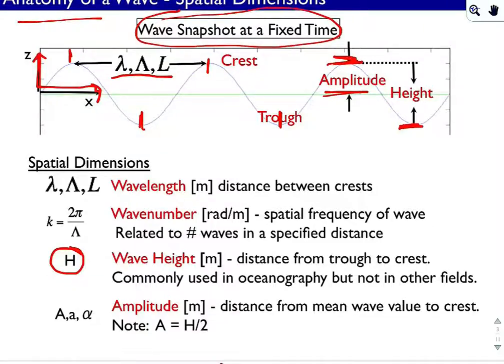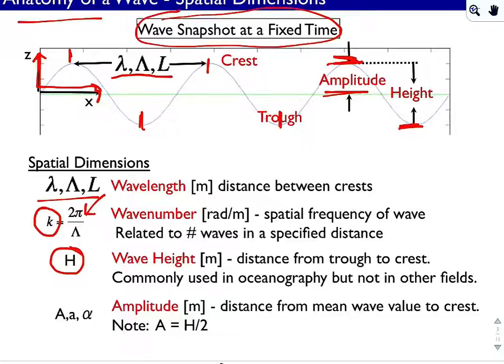We also have the wave number, k, which is related to the number of waves in a specified distance. You can see it goes as 1 over the wavelength. So these are all spatial dimensions, positional dimensions.